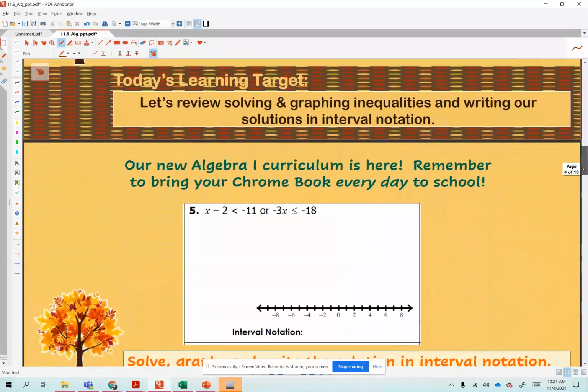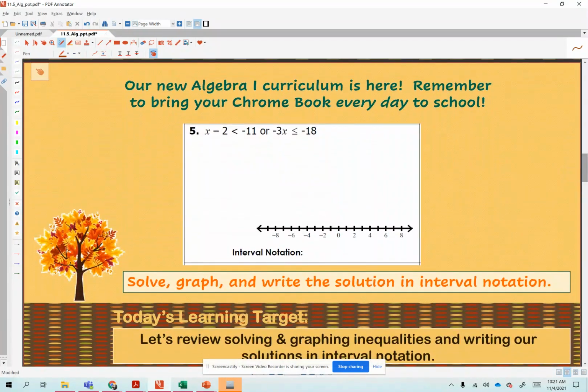Okay, let's move on to number 5. Again, Chromebook every day to school. And if you need to do something with your Chromebook, get it repaired, get it replaced, I need you to follow up on that.